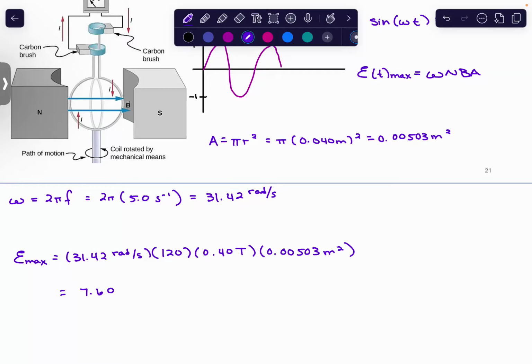Tesla times meters squared per second is Webers per second. Oh, you just wait. In inductance, we're going to use Henrys. Now, think about it: EMF is in what units? Volts. Remember, your volt is your Webers per second.